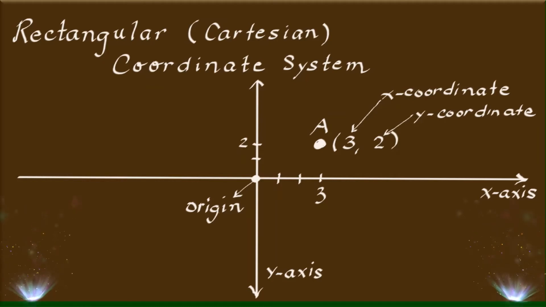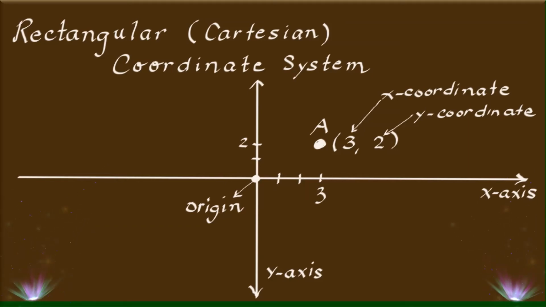Hi everyone, today we're going to talk about polar coordinate system. Let's have a short review of a rectangular or Cartesian coordinate system. The rectangular coordinate system consists of two real number lines. The horizontal number line is called the x-axis and the vertical number line is called the y-axis.